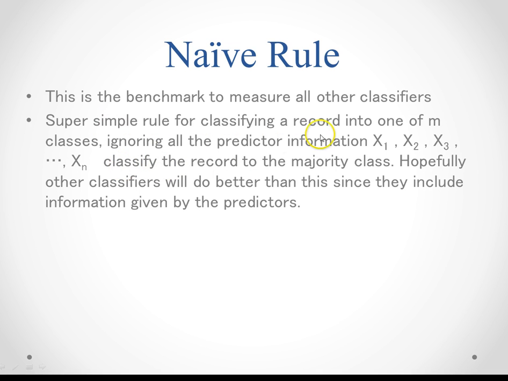So, super simple rule for classifying a record into one of m classes: ignoring the predictor information, classify the new record to the majority class. Hopefully other classifiers will do better than this, since they will include information given by the predictors. Here I'm using the word predictors, and other times I use the word inputs. You can use a million different words.